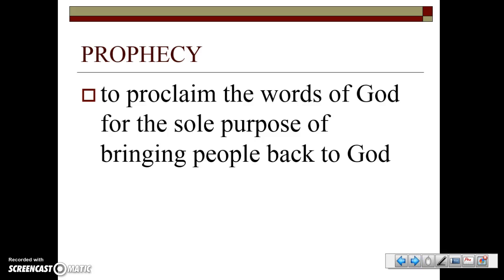A prophecy, to proclaim the words of God for the sole purpose of bringing people back to God. This is a hard one. Prophecy is not just about predicting the future, although sometimes it involves that. The key here is that if it's trying to bring people back to God, that means that they have strayed from God. So prophecy is usually going to be confronting people about where they've strayed from God and encouraging them to change their ways. Sometimes it involves threatening what may happen in the future that could be bad if they don't change their ways and return to God.